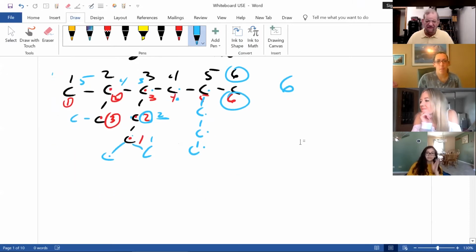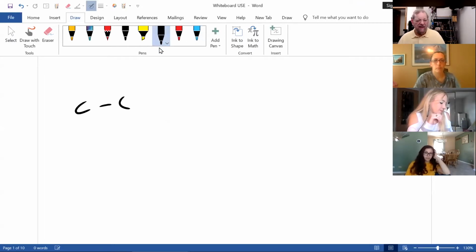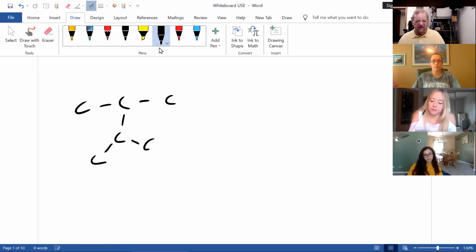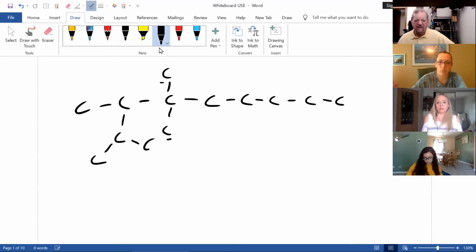All right, let's do another one. Now, to answer your question, sometimes when you have more than one substituent on a carbon, you don't put them both underneath. Right here, can you see the screen right here? That would be an example. All right, have fun. What's the longest chain?